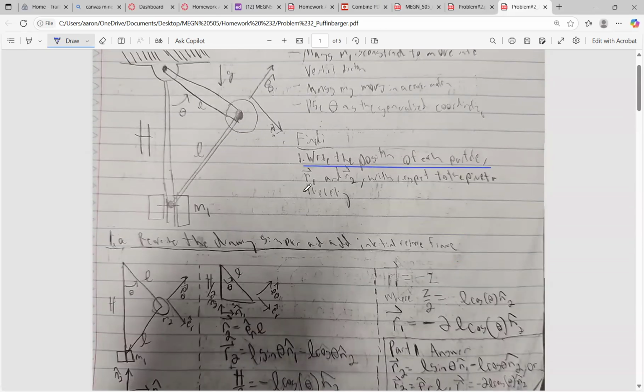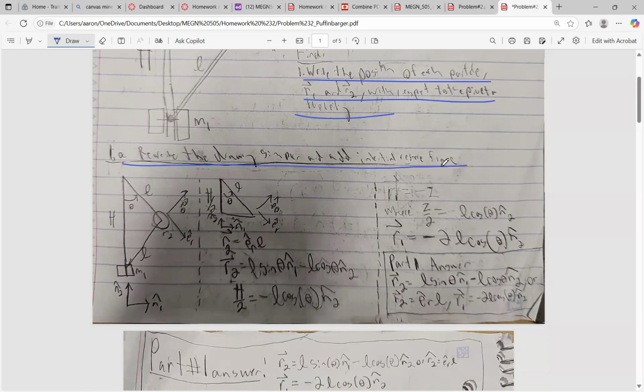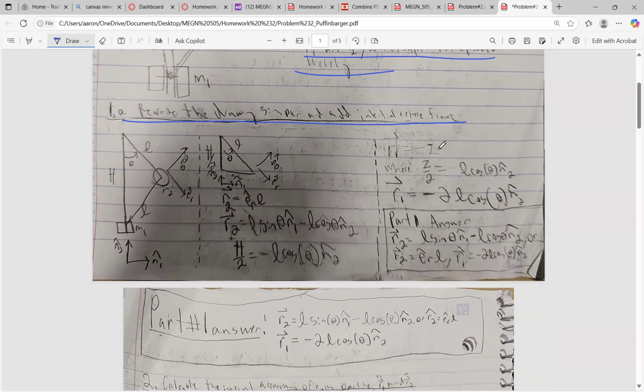I write the position of each particle, R1 and R2, and break that into pieces: rewrite the drawing simpler and add an inertial frame. Dorothy made this pretty easy to see from her perspective by keeping everything in the negative Z direction. One question I have for everybody is, why can we do that? I know Amanda kept it positive, and I don't understand why one or the other would matter if this thing can move up and down. I'm guessing you just have to be consistent, but I made everything regarding M1 going downward.